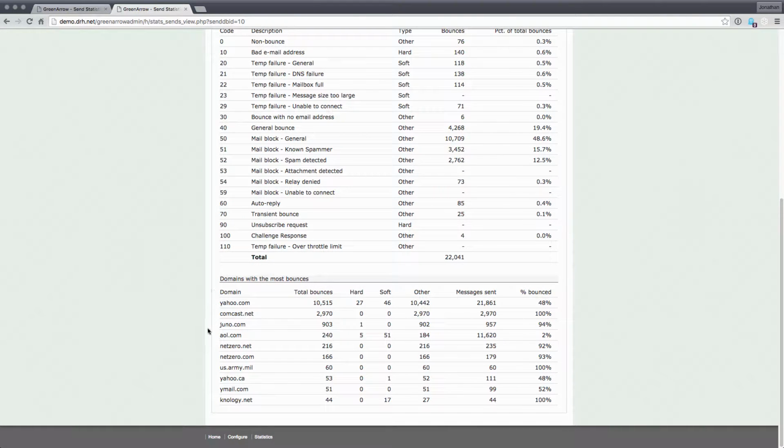This bounce data down below is the exact same data as above, except it's grouped by domain. This can really help us start to see any potential deliverability problems that may need to be addressed in the system. We can see both Yahoo and Comcast have very high bounce rates, and there's a lot of other bounces. This can be a red flag for a potential deliverability problem that needs to be addressed.